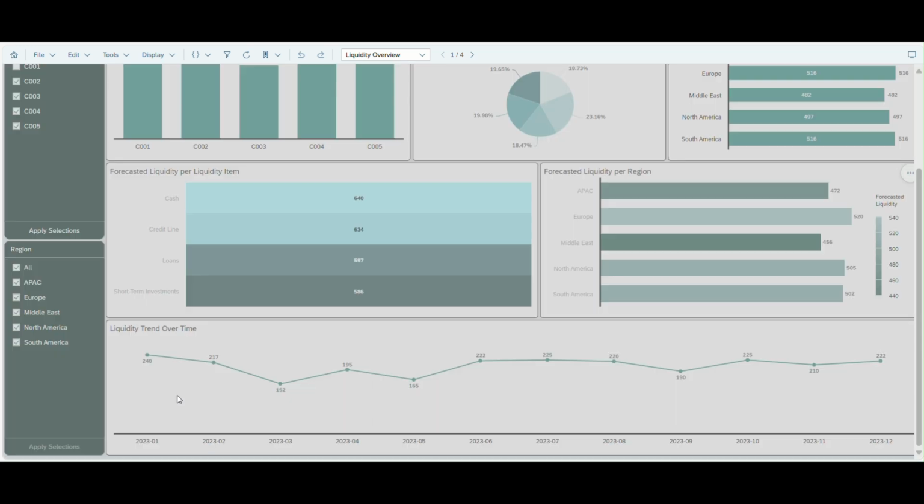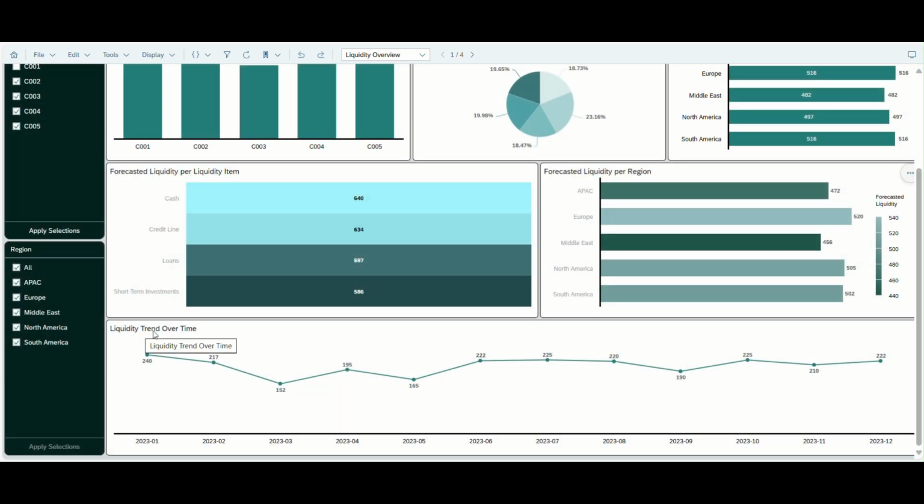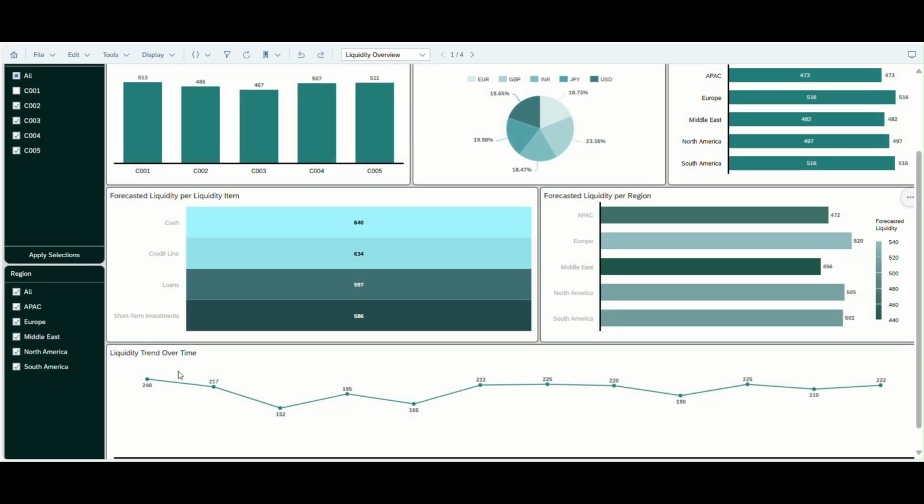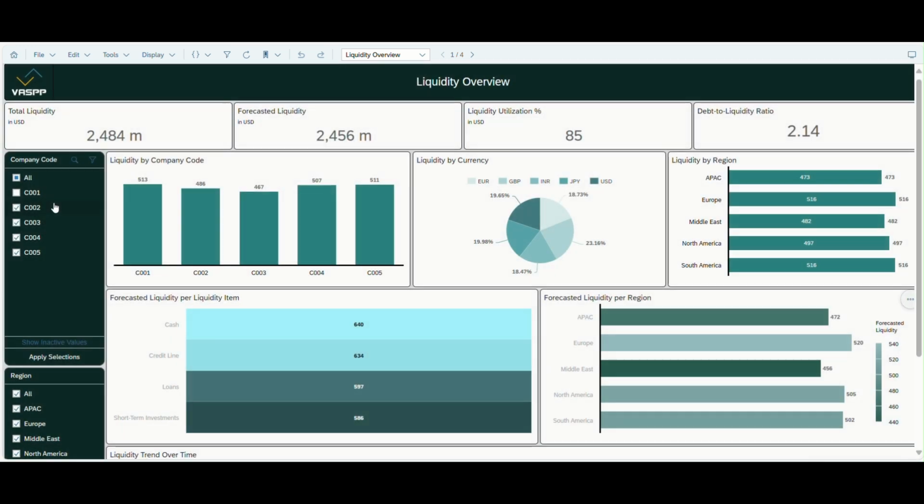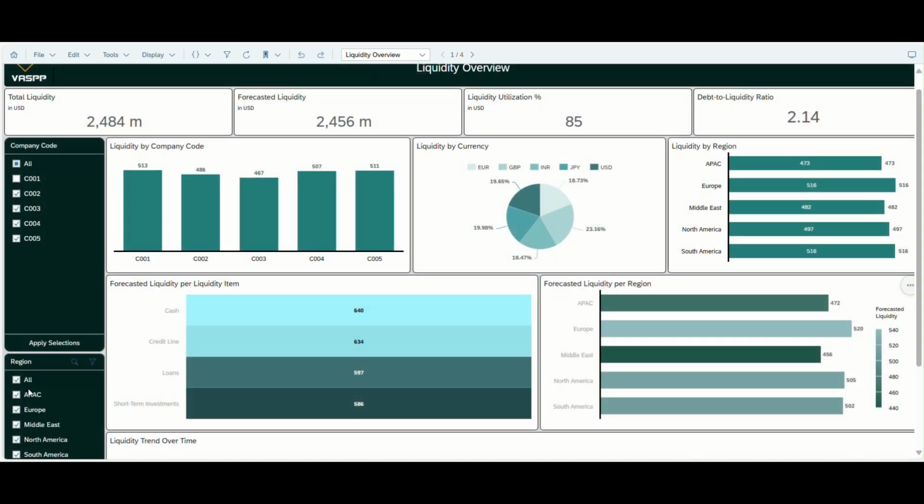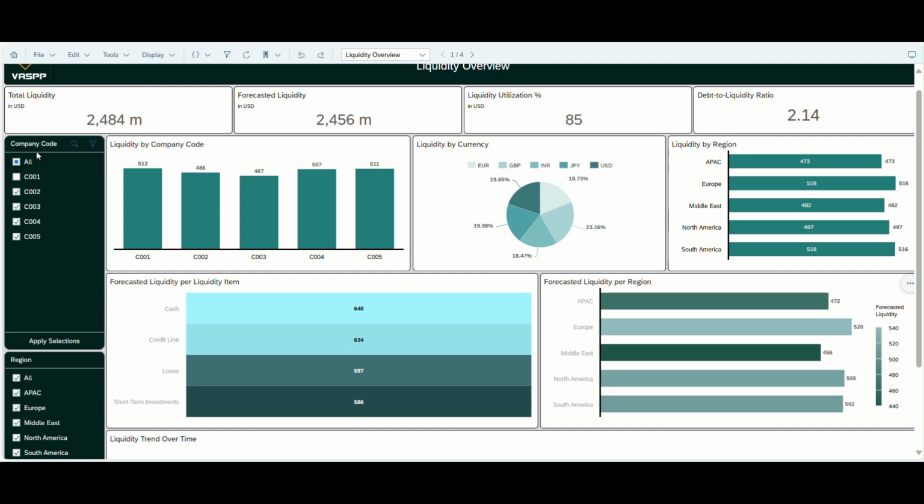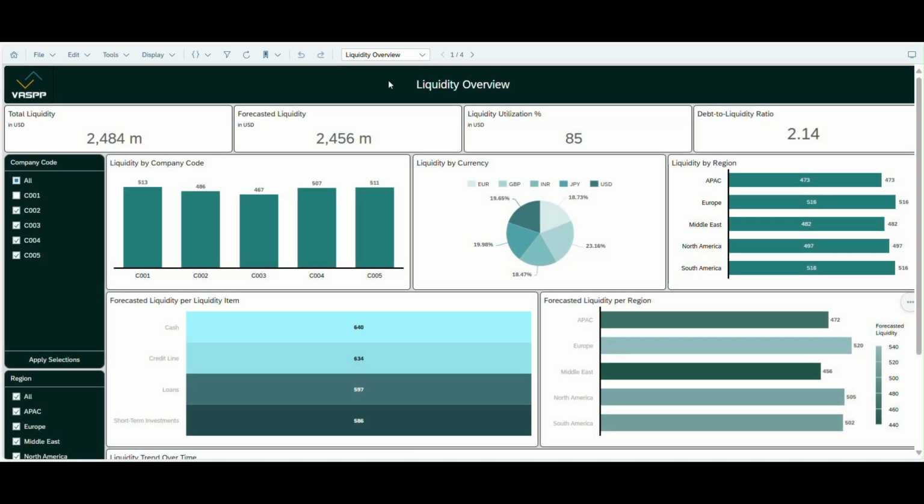Finally, the liquidity trend over timeline chart tracks your liquidity's rhythm: seasonal peaks, troughs, or emerging risks, allowing you to act before issues become urgent. This dashboard is not just data, it's your Treasury Command Center. Use filters to zoom in by region or company code and tailor insights for exactly what you need.